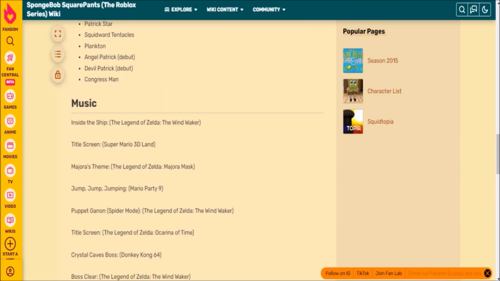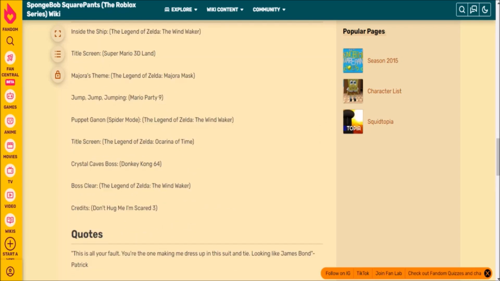All right, so the music is Inside the Ship, title screen, Majora's Theme, Jumping, Penning, Puppet Gang, Spider Mode, title screen, Crystal Caves Boss, Boss Clear, and credits.